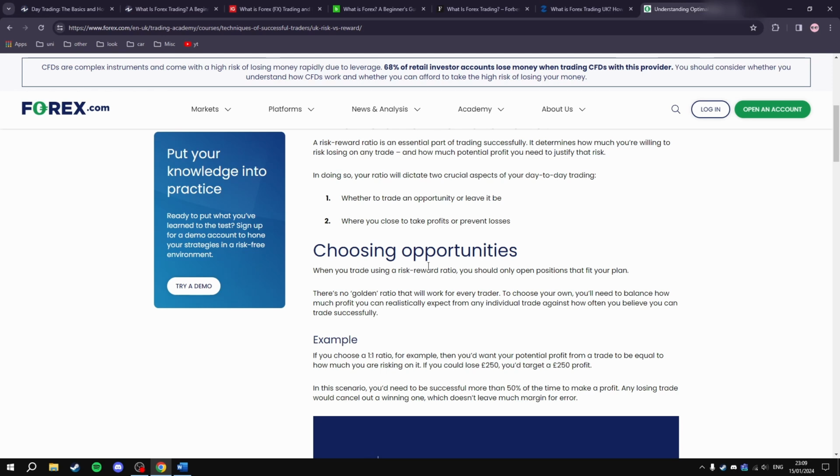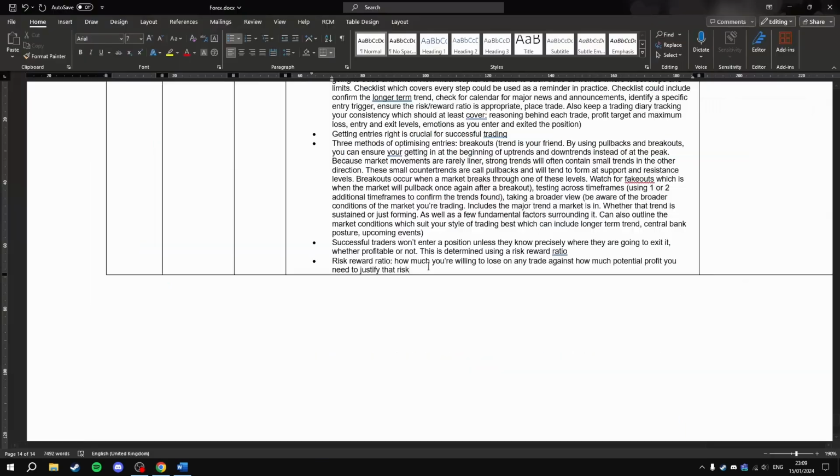In doing so, your ratio will dictate two crucial aspects of your day-to-day trading: whether to trade an opportunity or leave it be, whether you close to take profits or prevent losses.